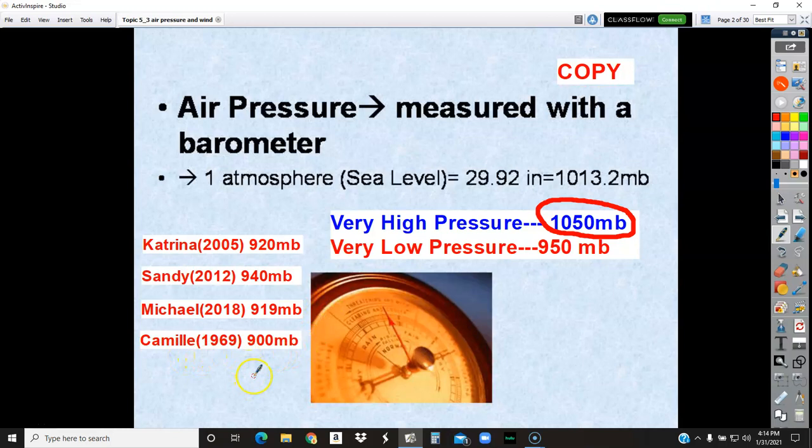Camille, 1969. That hit the Gulf of Mexico, the Gulf Coast. That was 900 millibars. That was a very strong storm, 1969. Prior to myself being born, I was born in 71, but still, nonetheless, that was a strong storm. So when it gets down into the low 900s, those are pretty powerful.